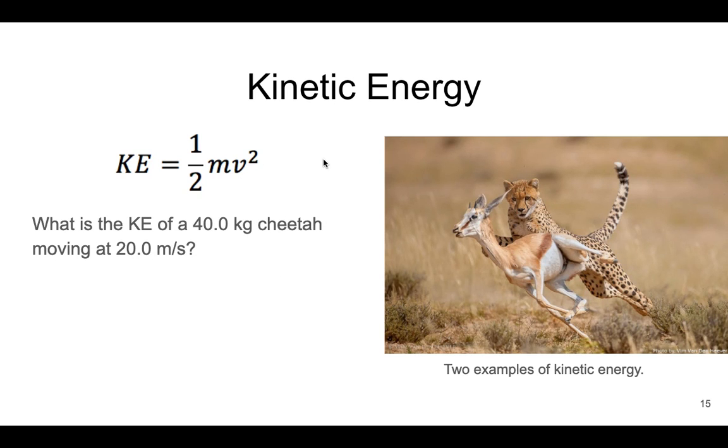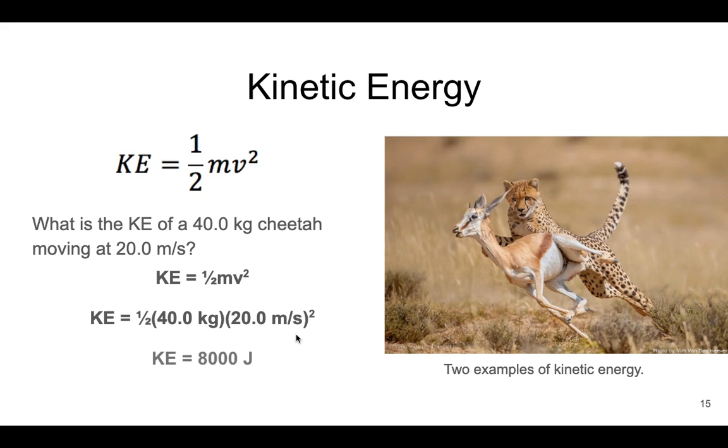So what is the kinetic energy of a 40 kilogram cheetah moving at 20 meters per second? Just plug the numbers into the formula: 1/2 times 40 kilograms times 20 meters per second squared will give you 8,000 joules.